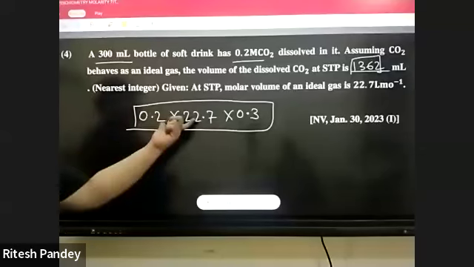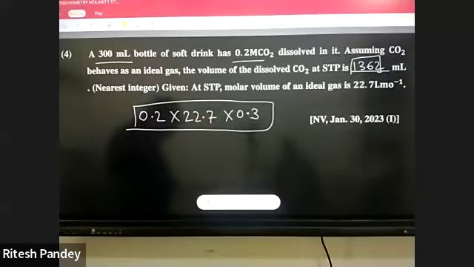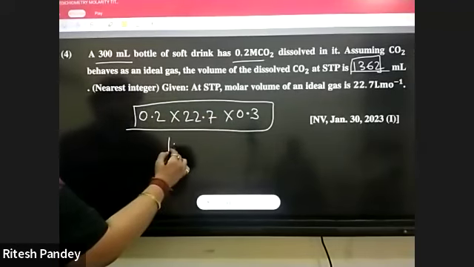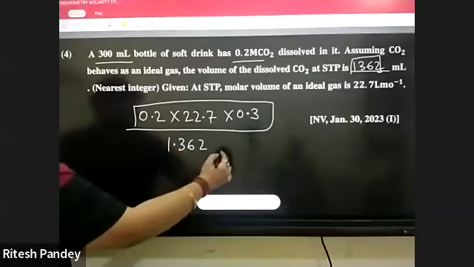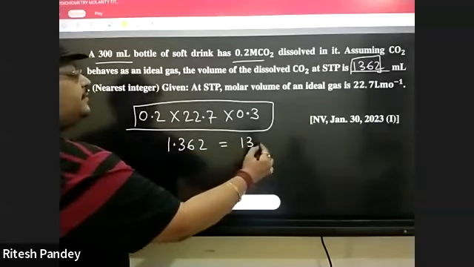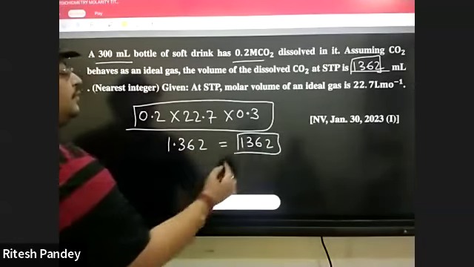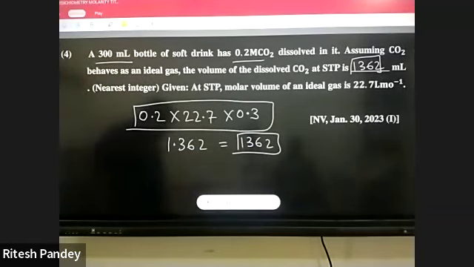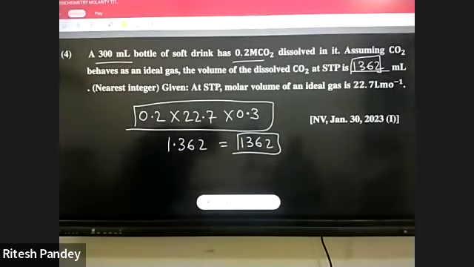So this is number of moles per liter. It's 0.3 liters. And that's going to give you 1.362. If it gives you 1.362, it's naturally 1362 ml. We want to move to the next question. We're done with 4. I hope you're all able to understand me.